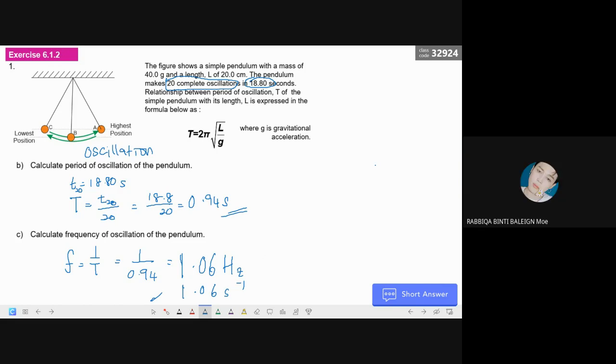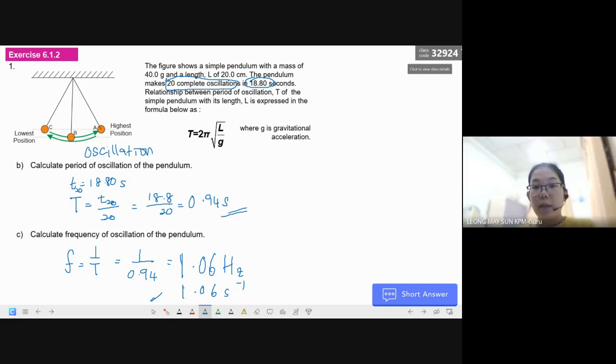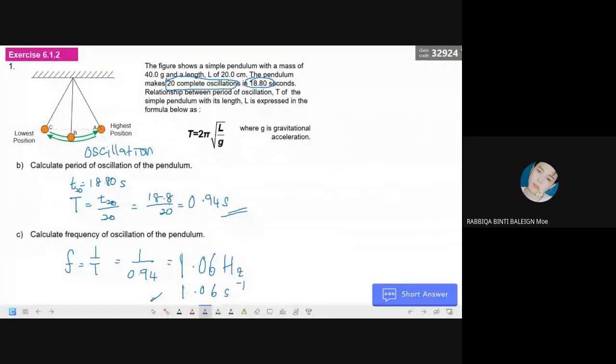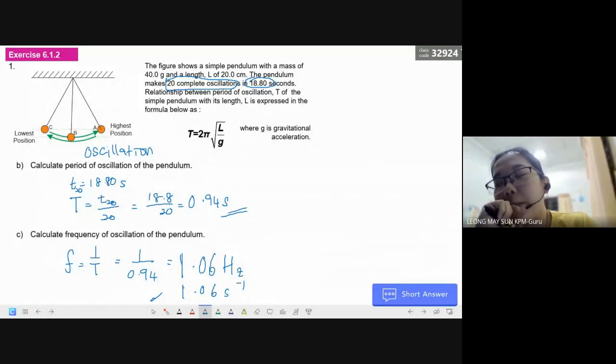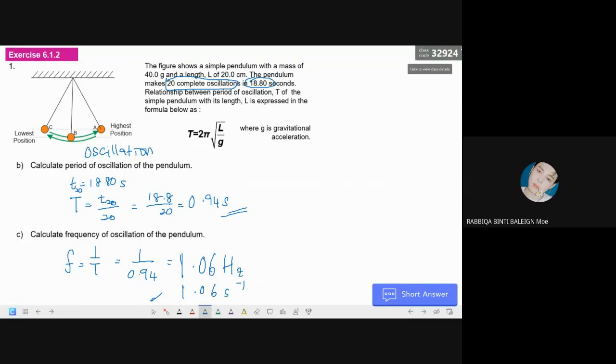Sure. If you do question B with the formula they gave, T equals 2 pi square root of L over g, that's also okay, right? You don't have g. Oh, I assumed it was 9.81. Why would you want to use that formula when they already give you the time taken for 20 oscillations? The formula doesn't have to be for question B. The formula is actually for the next question. For question C? It's for D, if I'm not wrong. Oh, E. It's for E. Yeah, I did it for E.